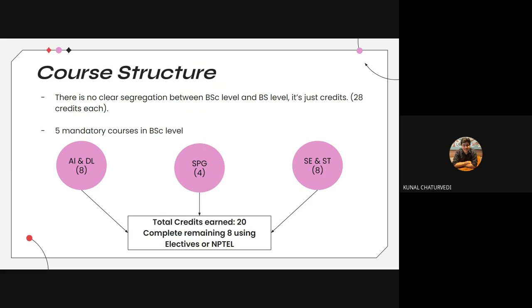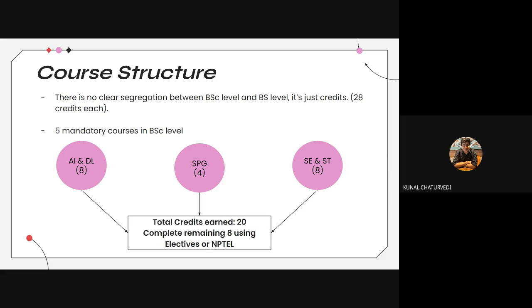So there are five mandatory courses inside of BSc degree level. The program after a diploma is technically you have these two levels, BSc and BS level. BSc level as such has five mandatory courses as shown on the screen. These are AI search methods for problem solving, deep learning, strategies for professional growth or SPG, SE, which is software engineering, and ST, which is software testing.